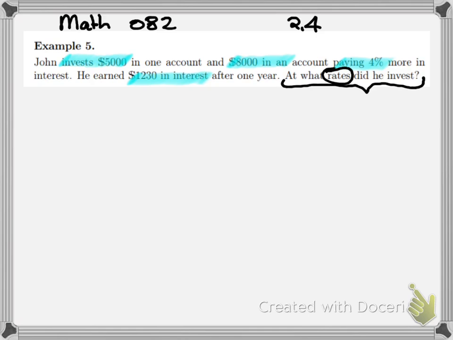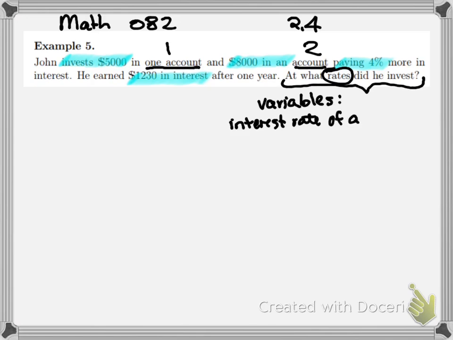So we have two accounts, right? We have one account, okay? And we have another one, right? A second account. We'll call this account 1, account 2, okay? And we want to know the interest rate in each account. So that tells us that in this particular problem, our variables are going to be the interest rate of account 1. I'm going to abbreviate it here. Okay. And it's also the interest rate of account number 2. Okay. They don't specify the accounts any other way. They just mention that there are two of them.